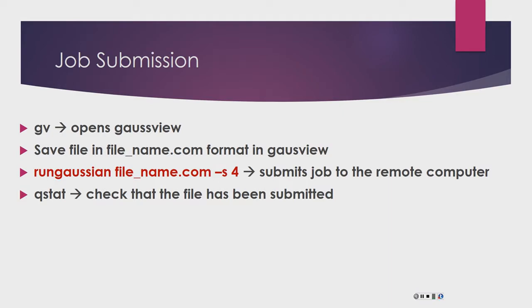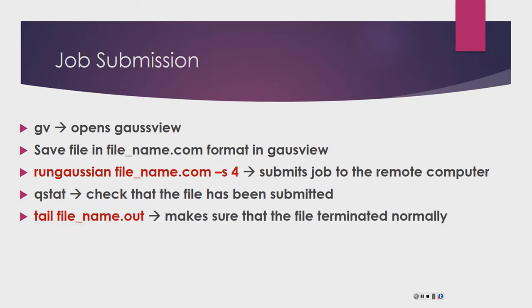And then if you want to check whether or not it's running, you hit qstat, and then you can see whether or not your file is in the queue, or if it is running, or if it was terminated. Well, if it isn't there, then you know that something went wrong. And then if you put tail file name, it'll give you the last 10 lines of your file, and show you if it computed normally. It'll say job terminated normally, and that's if you do the file name and then the dot out.